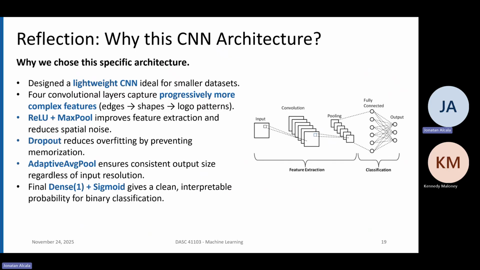And then adaptive average pooling gives us a consistent output size regardless of the input resolution. Finally, we use a single dense neuron with the sigmoid activation, so the model outputs a simple probability for Razorback versus not Razorback. This keeps the architecture clean and well suited for binary classification.